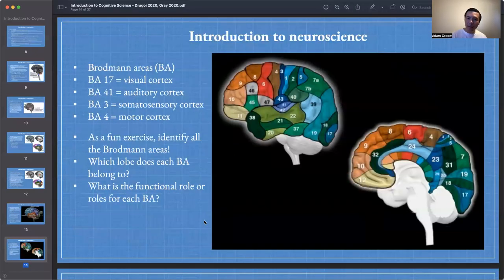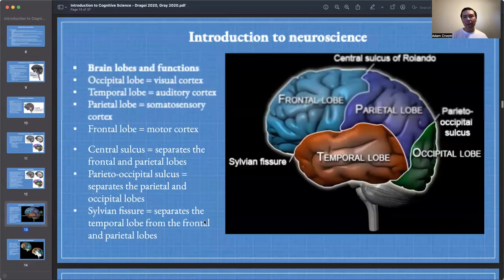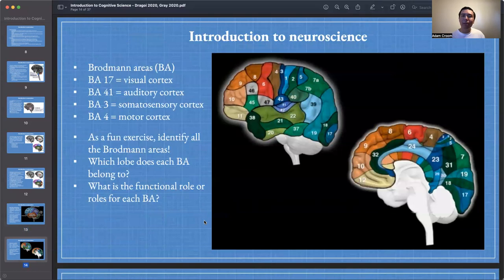All right, and here we see that whereas in the last figure we had a division of the brain in terms of lobes, here we now have the division of the brain in terms of Brodmann areas. Okay, and I think that this is really cool. Each of these Brodmann areas are labeled BA and then a number.